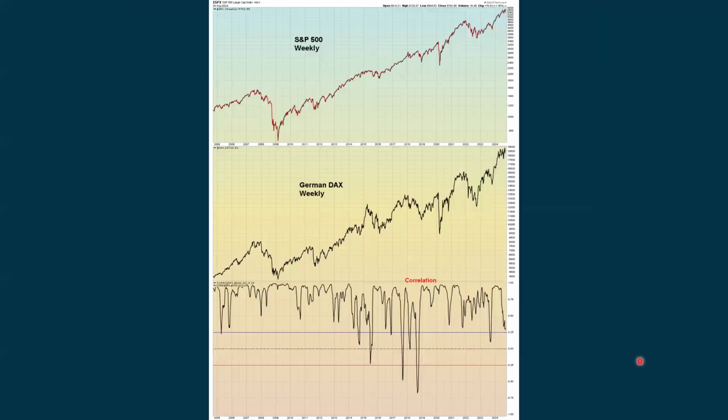Then we look at a weekly chart of the S&P on top and the German DAX weekly chart in the middle, and there's really not a strong correlation between the two right now. We're almost drifting down into neutral territory between the two. Sometimes when they have a high correlation, we can see that what's happening in Europe is also happening in the US, whether it's up or down.